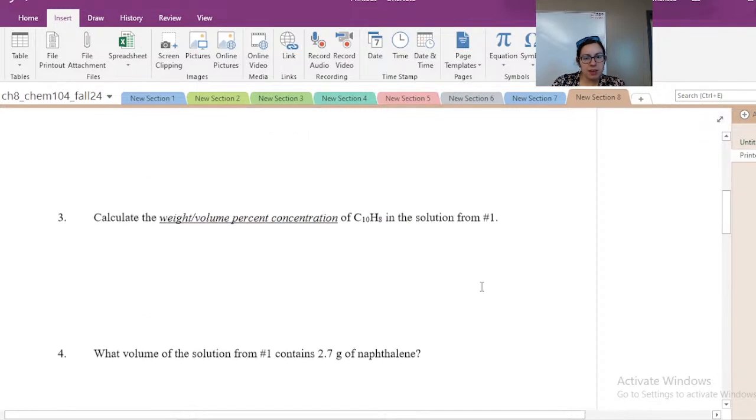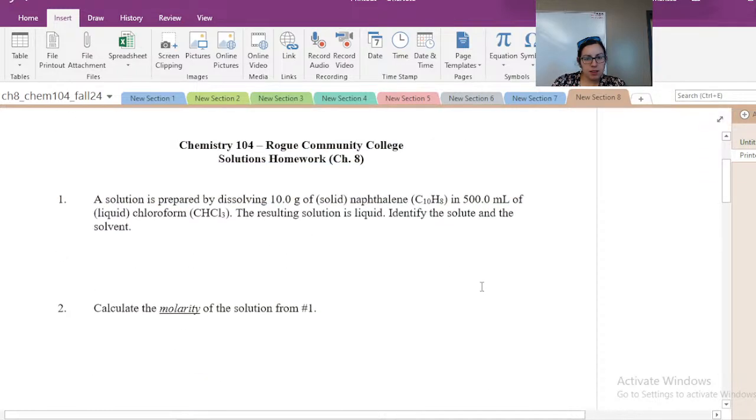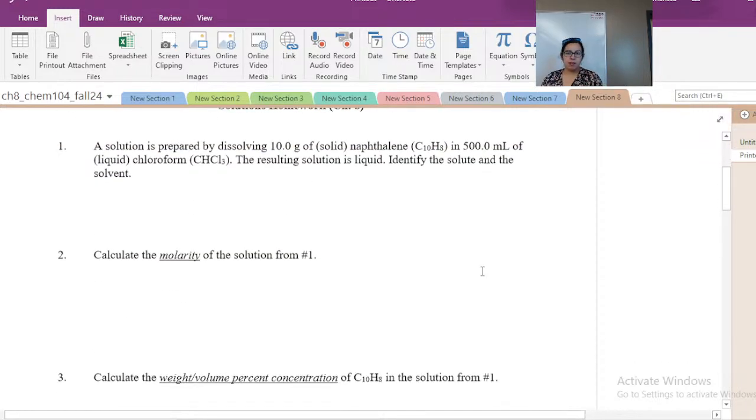But let's look at these first ones up there, because these could get tricky. Now let's see if you can calculate the molarity of our solution 1: 10 grams of naphthalene in 500 milliliters of chloroform. And then compare that to the weight per volume concentration.